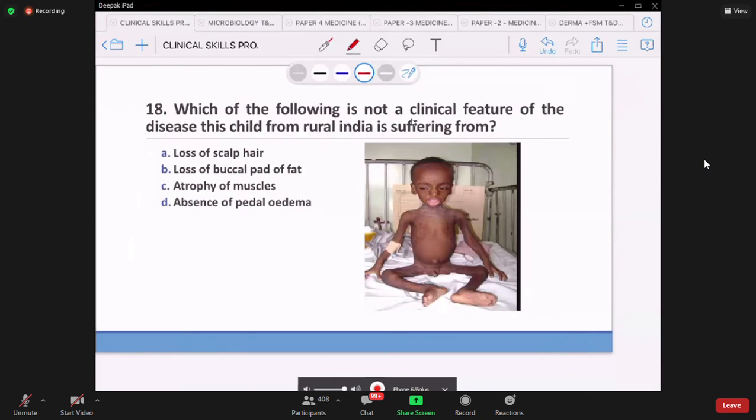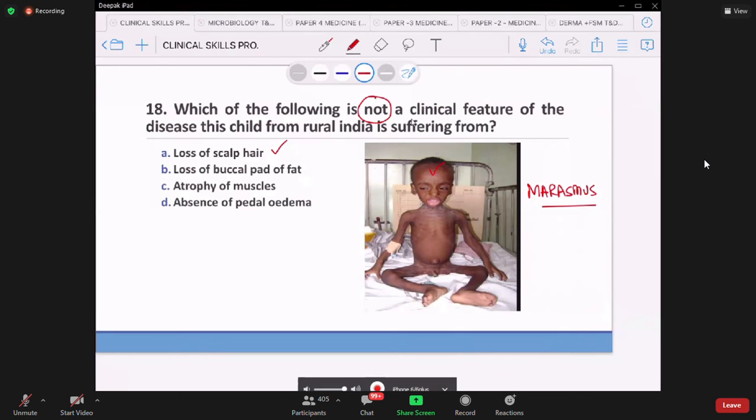This is a kid from rural India. You can see he's only skin and bone. So the kid is suffering from marasmus. He's not having kwashiorkor, he's having marasmus. The question asks which is not a clinical feature. Sometimes the word 'not' can be missed. Loss of scalp hair: yes, you can see loss of scalp hair. Loss of buccal pad of fat: well, the buccal pad of fat is usually not lost in marasmus. So this may be the answer.